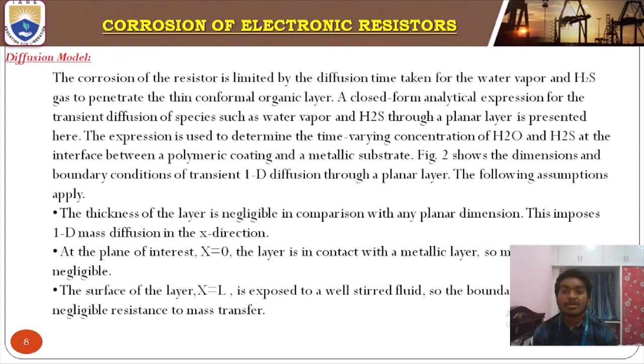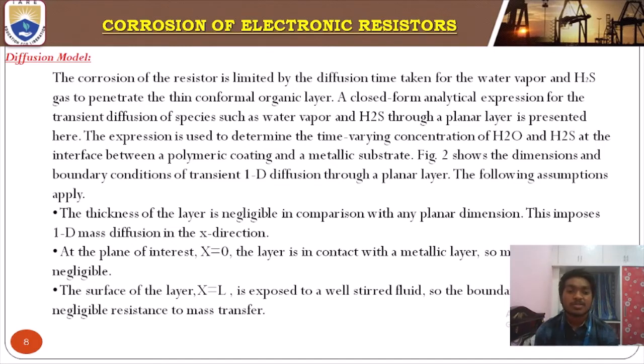Diffusion model. The corrosion of the resistor is limited by the diffusion time taken for the water vapor and gas to penetrate the thin conformal organic layer. Actually, corrosion is only caused by the diffusion of gas. A closed-form analytical expression for the transient diffusion of species such as water vapor and H2S through a planar layer is presented here. The expression is used to determine the time-varying concentration of H2O and H2S at the interface between a polymeric coating and metallic substrate. Figure 2 shows the dimensions and boundary conditions of transient 1D diffusion through a planar layer.